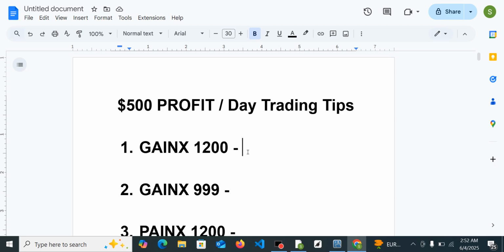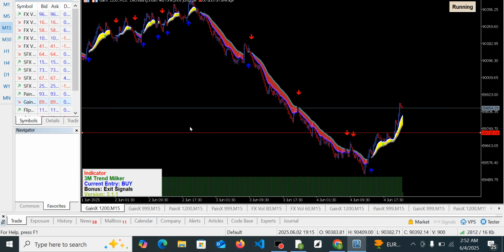Okay, guys, let's start with GAINEX 1200. Okay, guys, this is GAINEX 1200. I'm on 15-minute time frame using the 3M trend Milk trading indicator to do my analysis right from here.